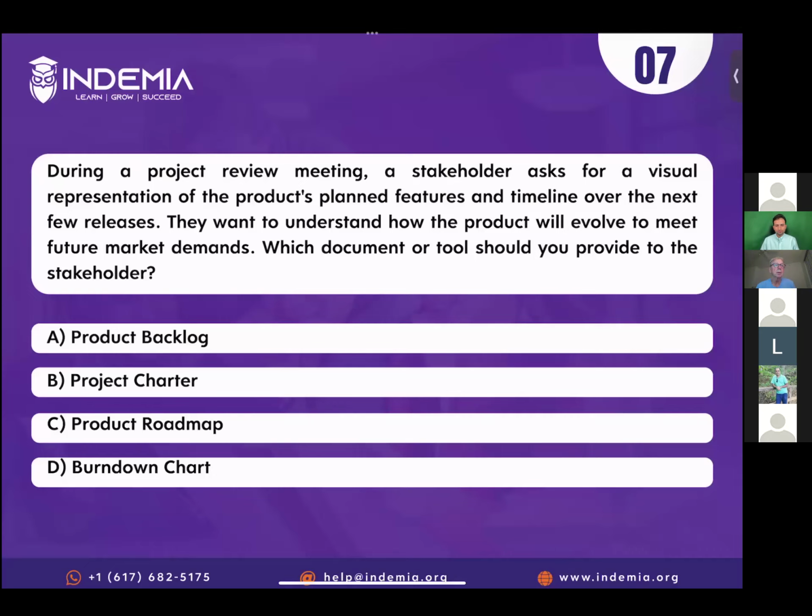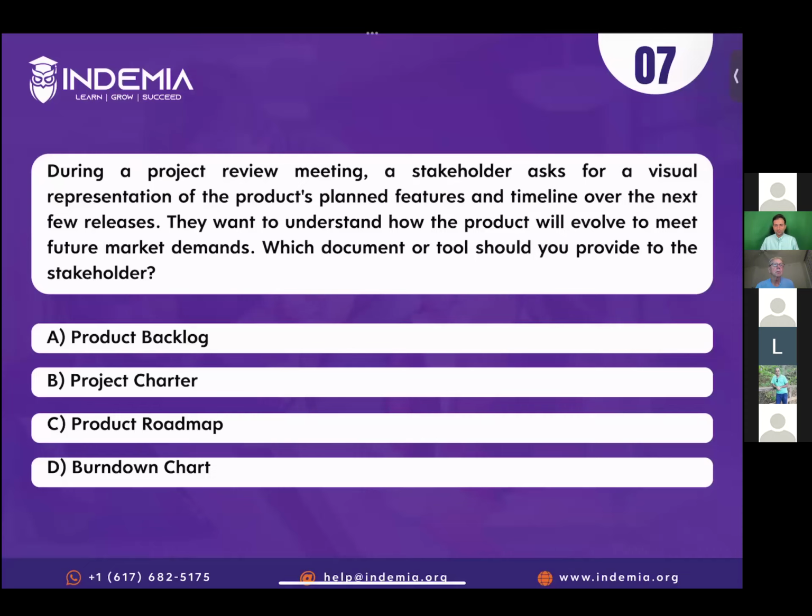Yeah, I remember you saying today that the product roadmap is used as a visual representation for features of a product. So that's what jumped out to me. I didn't think the product backlog, the charter, and I don't think I remember hearing you say burn down chart today. So just through process of elimination, I picked C.